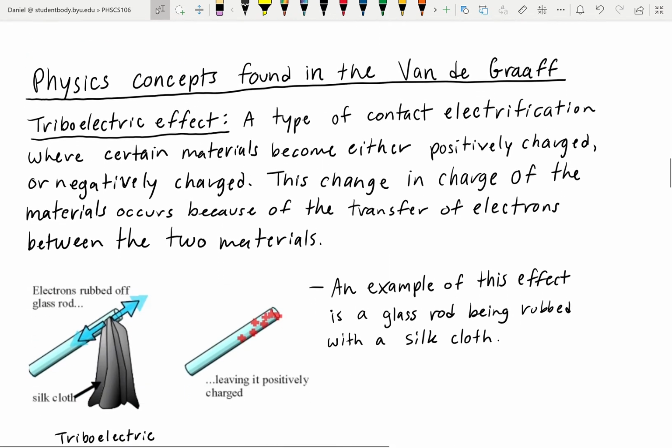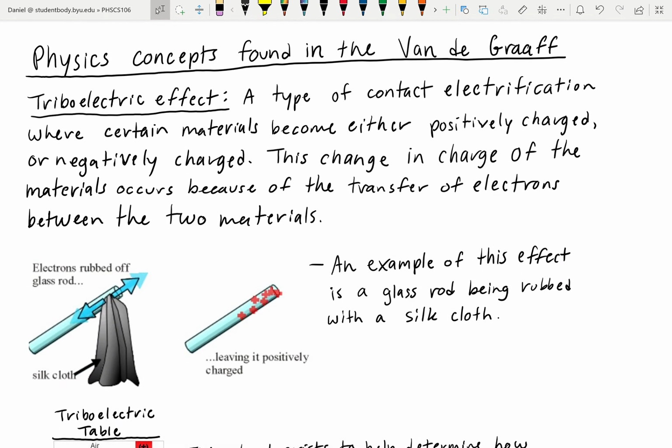So a few physics concepts behind the Van de Graaff. The Triboelectric effect. This controls everything that happens within the Van de Graaff. It is a type of contact electrification where certain materials become either positively or negatively charged. This change in charge of the material occurs because of the transfer of electrons between the two materials. A common example of this effect is a glass rod being rubbed with a silk cloth.